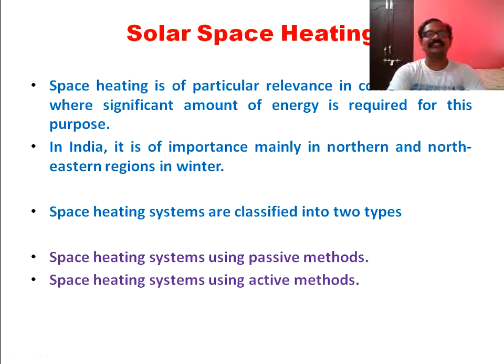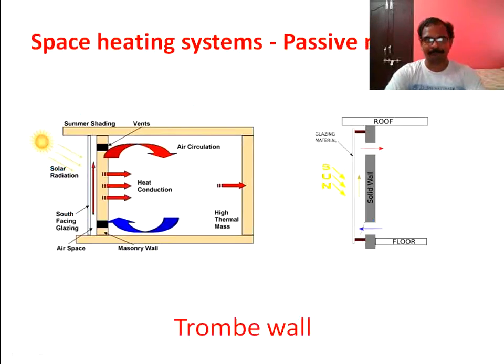And the next application is solar space heating. As I already told you while we were discussing the phase change material, in northern countries, in western countries, or even in India, in the north and northeast, we require space heating. Space heating can be provided by two methods: one is a passive method, the other is an active method. Here we are discussing only the passive method, and the passive method is nothing but a Trombe wall. Solar passive space heating system is nothing but a Trombe wall.